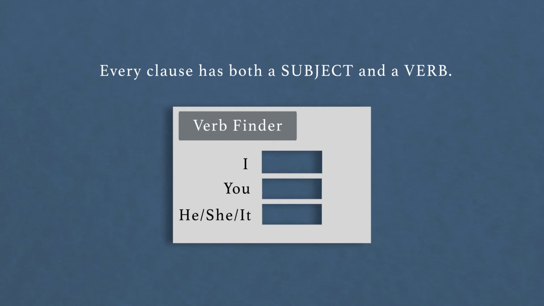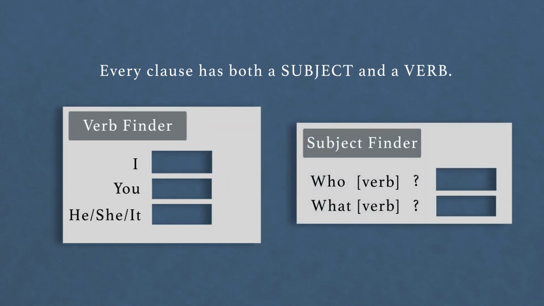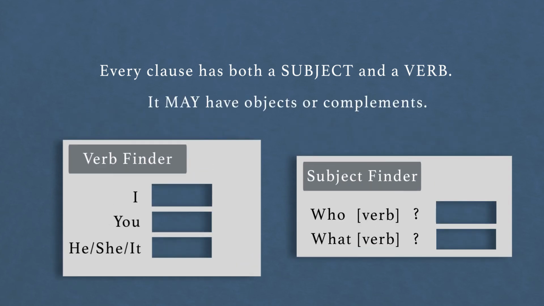Once you have found your verb, you can plug that verb into the fill-in-the-blank subject finder to identify the subject. Who or what blank, and the verb goes in that blank. All right, a clause always has a verb, always has a subject. It may have an object or a complement. Identifying those elements, objects and complements, will be the subject of our next lesson.